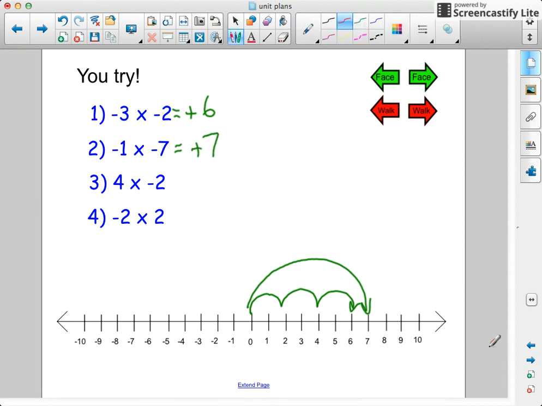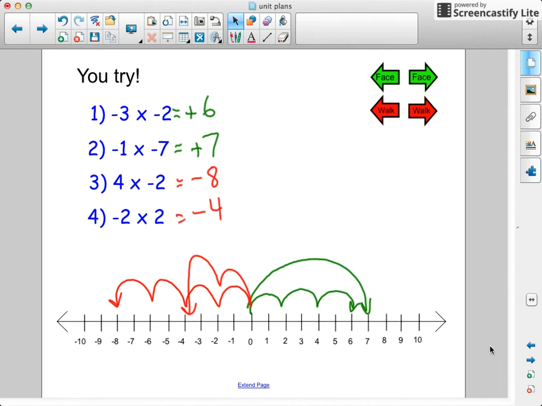This one you're going to take 4 steps of negative 2 in each. So you're going this way. You end up at negative 8. And this final one, negative 2 steps of negative 2, you end up at negative 4. So if you didn't get that, try some more so that you understand.